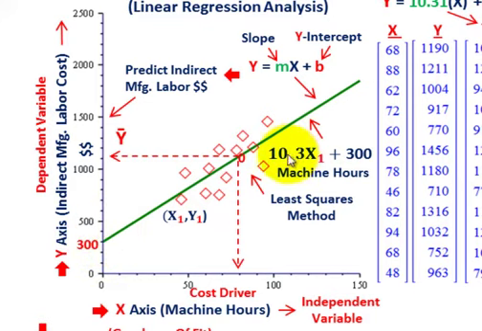So that's the equation, the simple linear equation that we're going to be analyzing to see how accurate, based on our 12 different data points and based on machine hours, the linear regression can predict our indirect manufacturing labor cost.